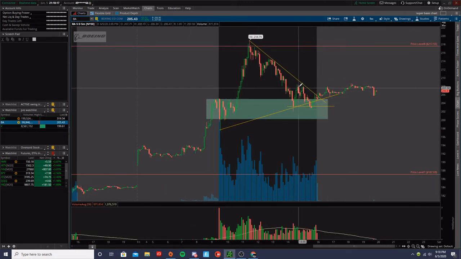We immediately bounced back up, bounced down, and then we ended up bouncing back up again. So this was the area I was looking to buy in to take a swing trade, and I was waiting for confirmation. Once we came down, we were holding this trend line. I saw we were breaking through.